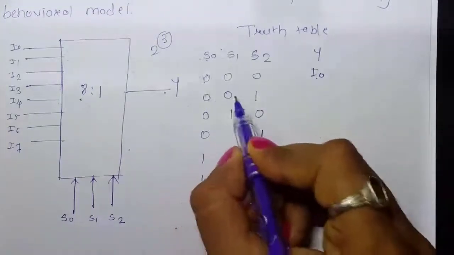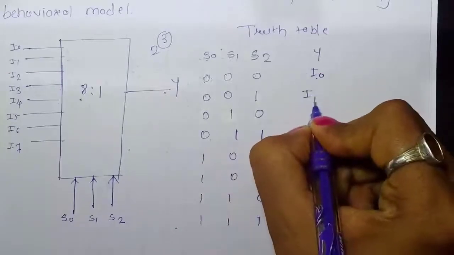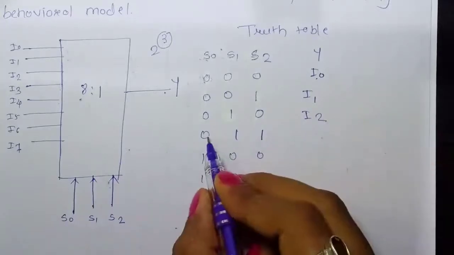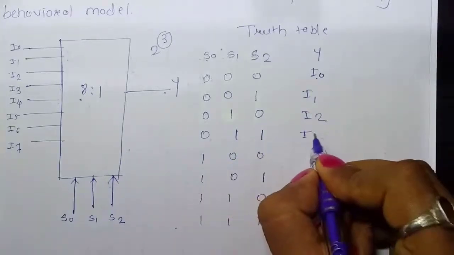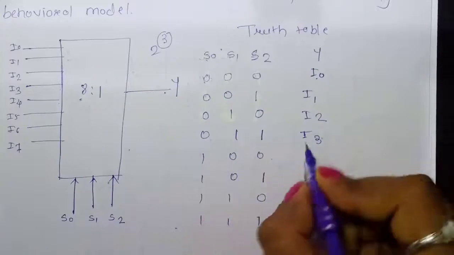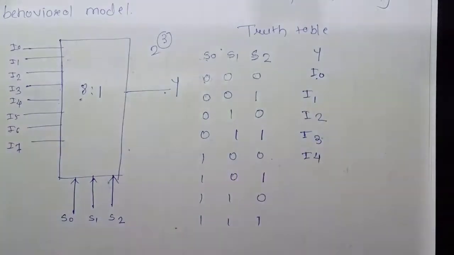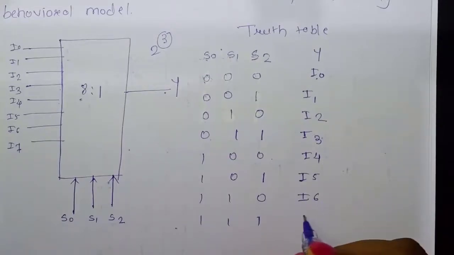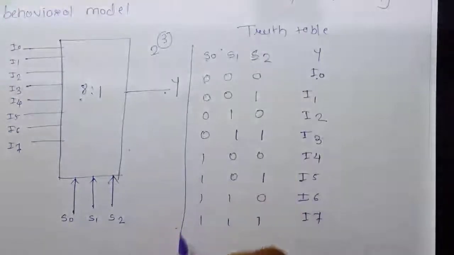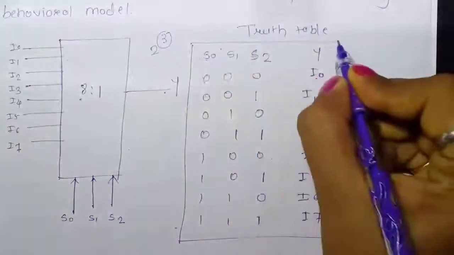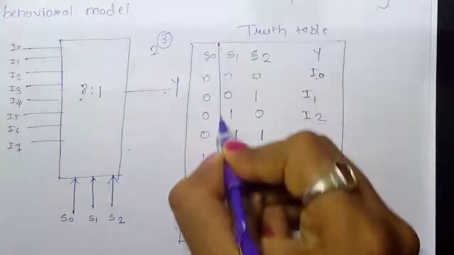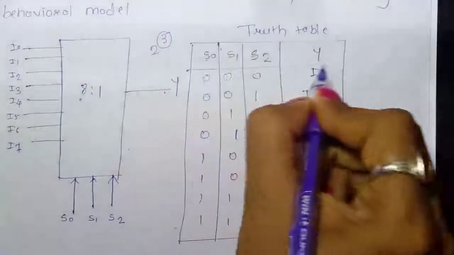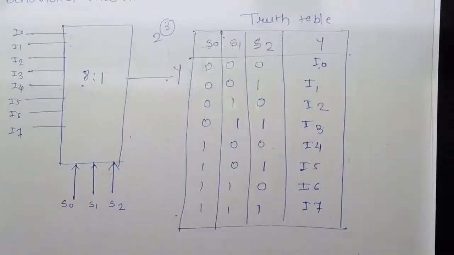If selection lines are 0 0 1, your output will be I1. If it is 0 1 0, then output I2. If it is 0 1 1, your output will connect to I3. If it is 1 0 0, then your output will connect to I4. Okay, for 1 0 1, I5, 1 1 0, I6 and 1 1 1, I7. Okay, so this is the truth table for the 8:1 multiplexer.